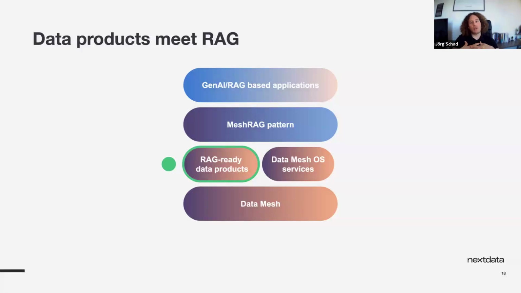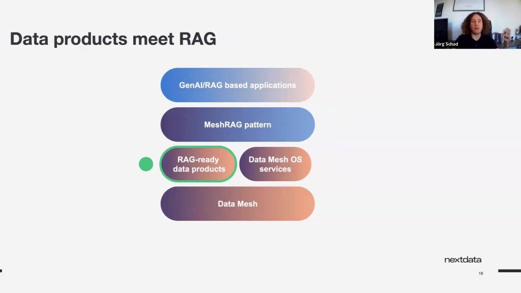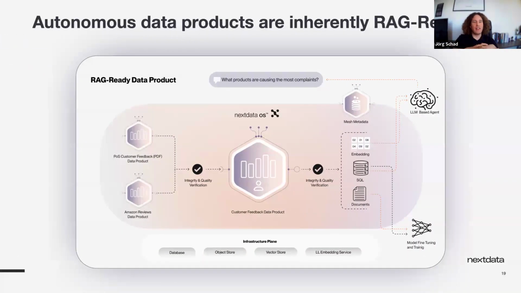Let's now take a look at what that implies for RAG-ready data products, and what RAG-ready data products actually are. Just another buzzword, or is there more to it? Good news, autonomous data products are inherently RAG-ready. We don't have to learn yet another buzzword, but let us explore what they are and how they can support us with some of the challenges we've visited earlier.